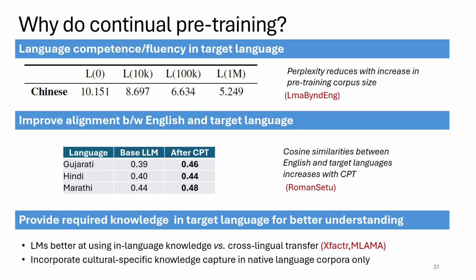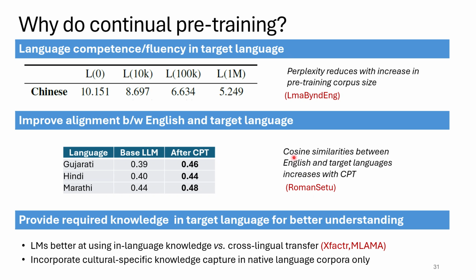So why do we want to do this continual pre-training with all the multilingual data that we've collected? One is, of course, to improve language competence and fluency. As an example here, the perplexity will decrease with an increase in the pre-training corpus size. As you train with more corpora, in this example Chinese, you can see that the perplexity drops.